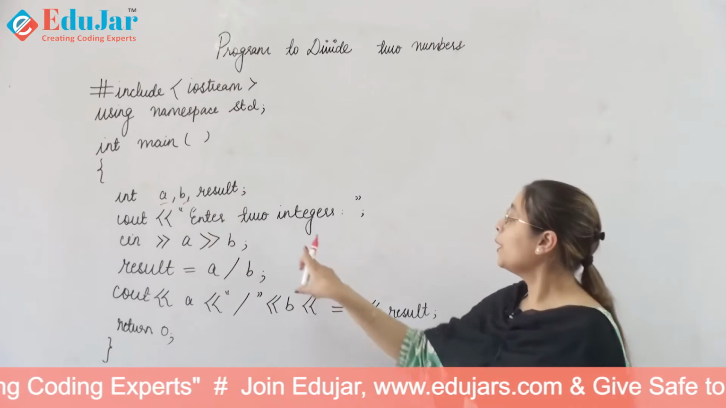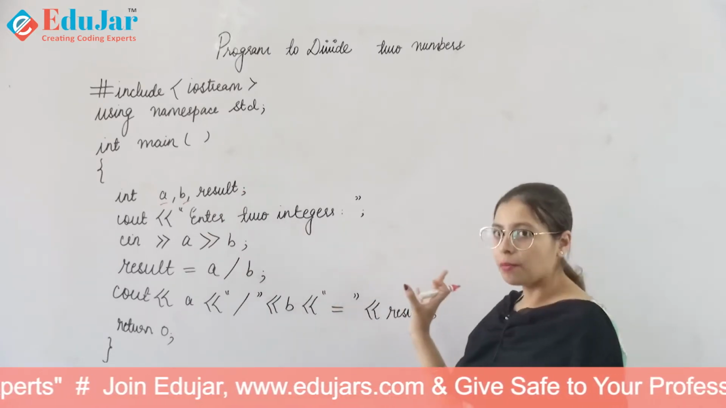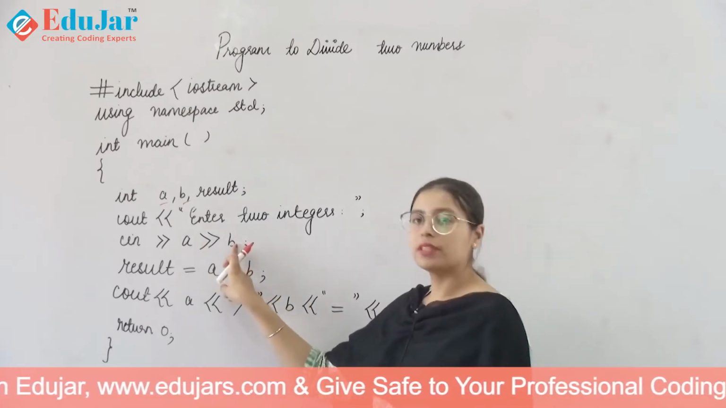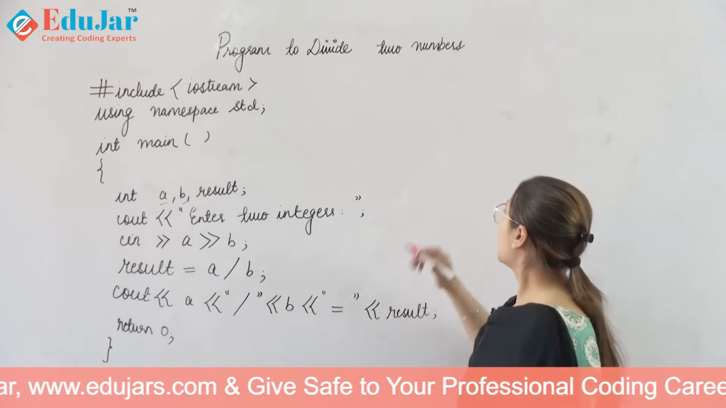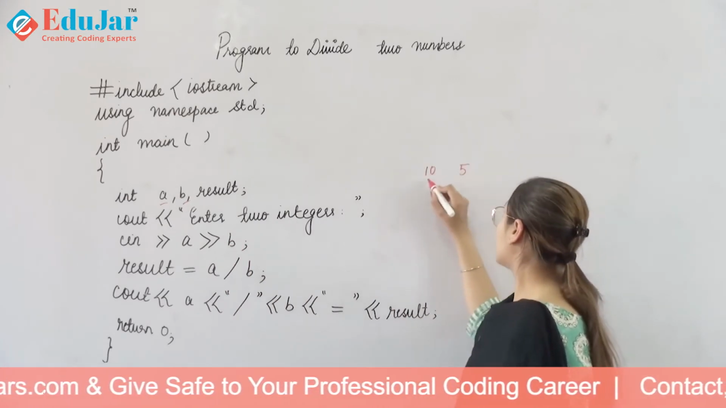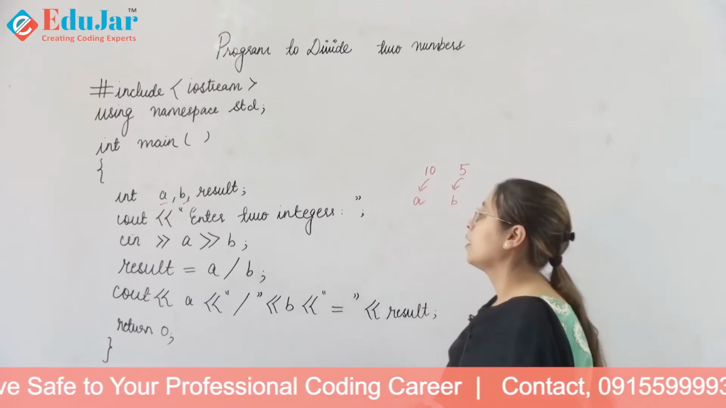Okay. Now we will ask the user to enter two integers. The user will enter any number, and the numbers entered by the user will be stored in a and b respectively. Suppose the user has entered 10 and 5. So 10 will be stored in a, and 5 will be stored in b.